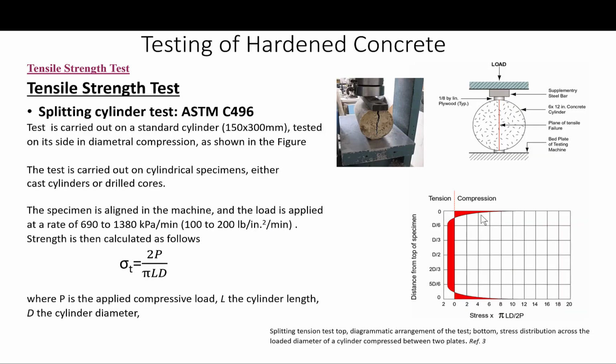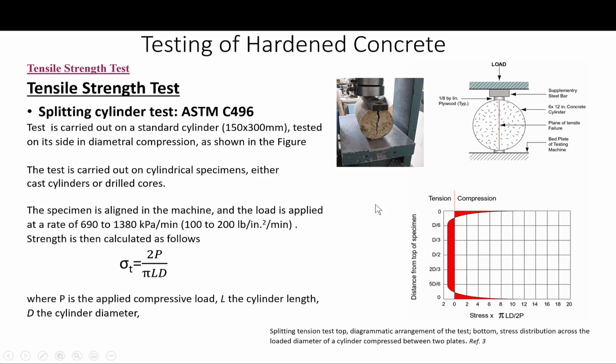This is the splitting tensile test, which is carried out basically on a standard cylinder, tested on its side, in what is referred to as diametral compression, as you can see here in this figure. So the element on the vertical diameter shown in this figure is subjected basically to compression stress and tension stresses. Basically, we apply compression, so we will get tension stresses in the transverse direction here.